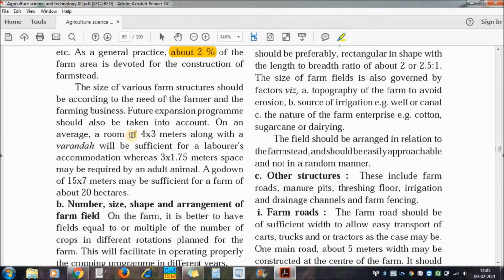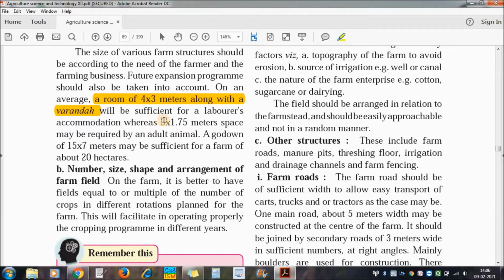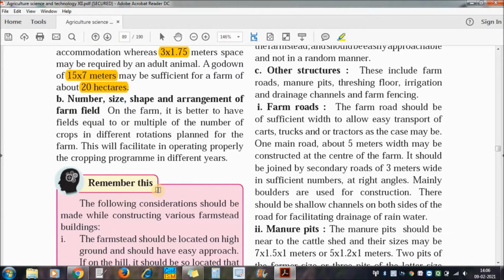Now along with this, generally a room of 4 by 3 meter along with a veranda as open space just in front of the building is also important. Laborers can be given residences of 3 by 1.75 meter space. A godown of 15 by 7 meter is sufficient. So this is for about 20 hectares. We may increase or decrease the area under these different buildings depending upon the availability of area.